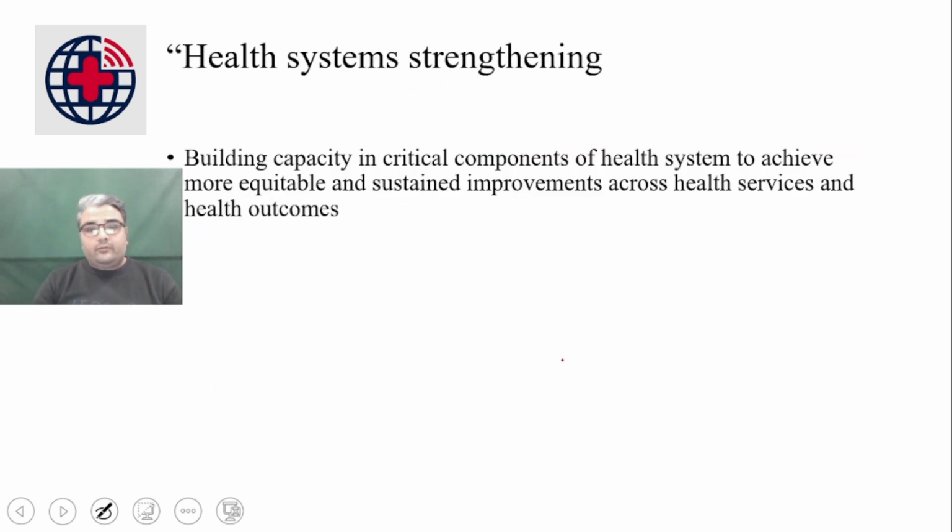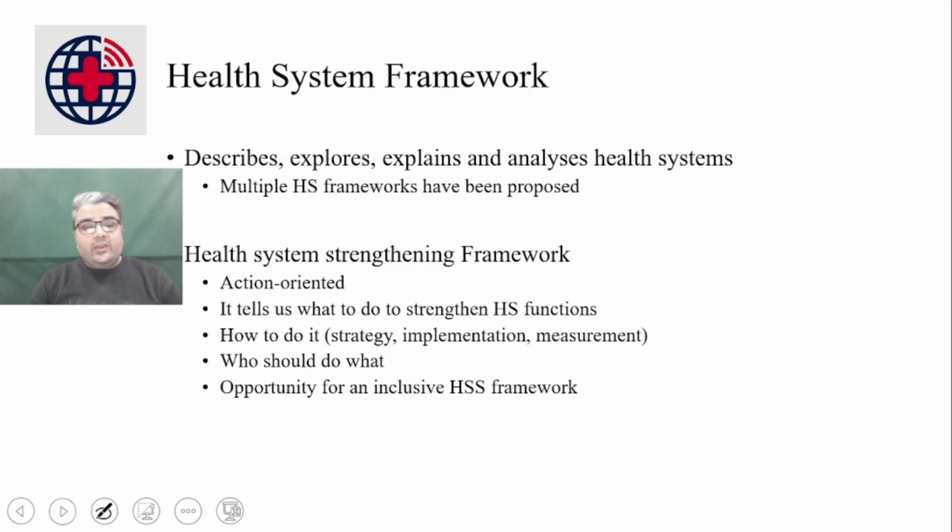So moving forward, if you want to strengthen the health system, World Bank and WHO say you need to build capacity in critical components of the health system to achieve a more equitable and sustainable improvement of health services and health outcomes. Now, in order to do that, there is something called a health systems framework that has been developed. It came in 2000. There are multiple health systems frameworks. The WHO framework came in 2000, which was the health system framework, and it primarily gave an idea of the 6 building blocks, and from there we are leading it forward.